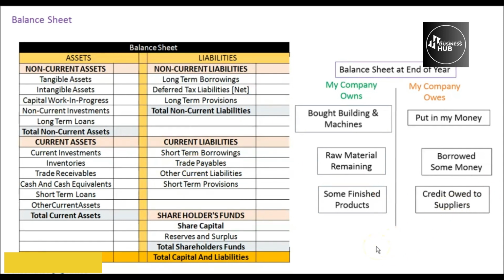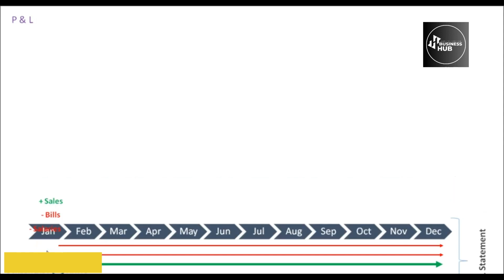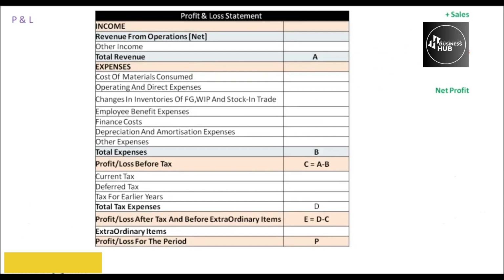So you can understand that the balance sheet in its standard form is not much different from the basic balance sheet that we prepared in the previous slides. Let us now compare the P&L statement. So we said that the P&L statement is nothing but sales, bills, salaries and net profit. Comparing it with a standard P&L statement.